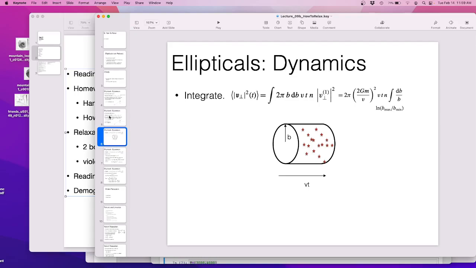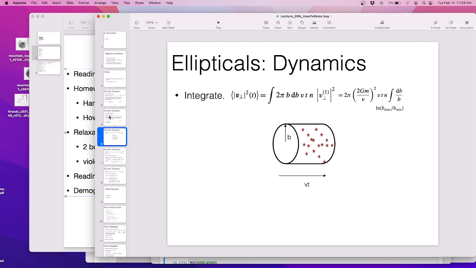Log of b high over b low. Okay, so this is the total amount of deviation in square that I'm going to experience. So these all make sense.